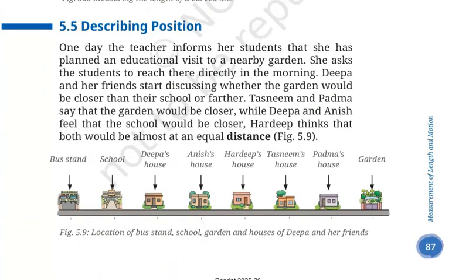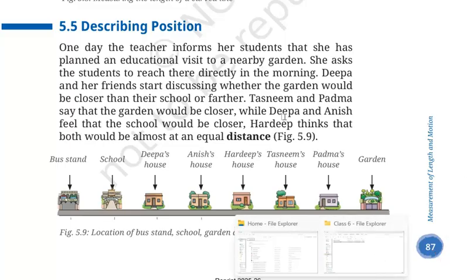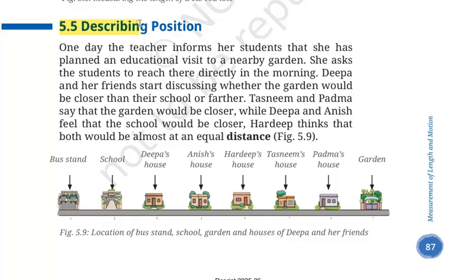So now we are done measuring the straight line. We also know how to measure a curved line. Now let us see, how do we describe the position of objects? So 5.5, describing position.